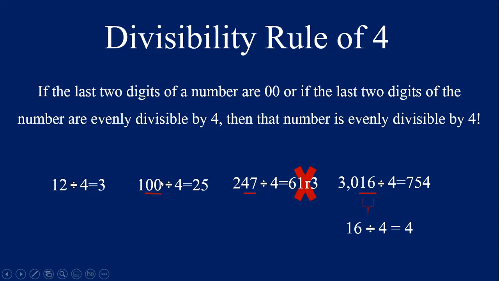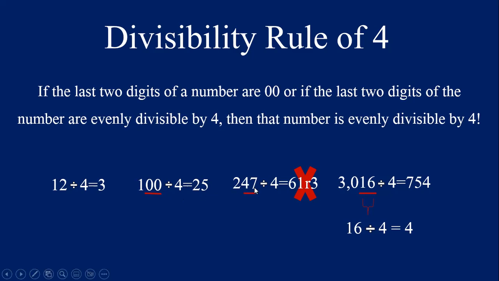Let's look at this one, 100 divided by 4. Oh, this number 100 has two zeros in the tens and the ones place. Therefore, we know, according to our divisibility rule, this number will be evenly divisible by 4. So any number that ends in 0, 0, 100, 200, 300, 400, 1,000, any of these numbers will be evenly divisible by 4. And if we solve that out, we get 25.